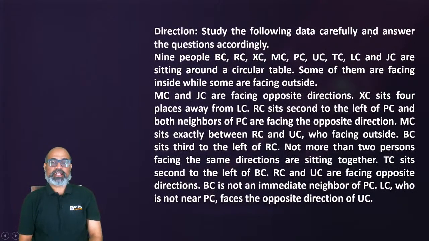Study the following data carefully and answer the questions accordingly. 9 people, B, C, R, C, X, C, M, C, P, C, U, C. So C is written everywhere. So let's ignore C. So we have 9 people, B, R, X, M, P, U, T, L, and J. And they are sitting around a circular table.